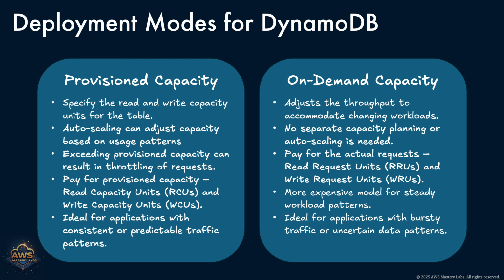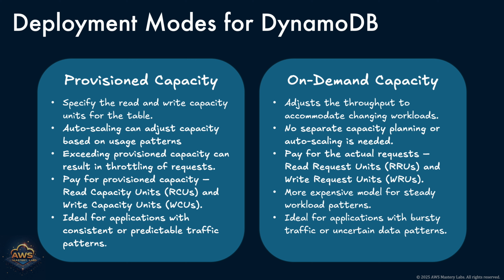Because you're billed only for the actual read and write requests made, on-demand offers strong cost efficiency for workloads that aren't consistently high in volume. This makes it ideal for new applications, prototypes, startups, or any scenario where traffic patterns are still evolving or difficult to predict. One of the biggest advantages of on-demand is the elimination of capacity planning. Developers don't need to estimate future throughput or monitor scaling thresholds. DynamoDB handles it all behind the scenes.